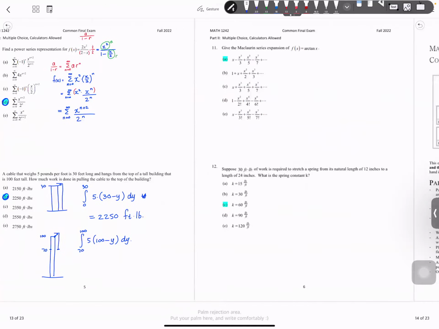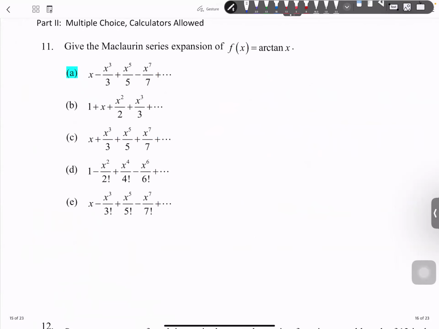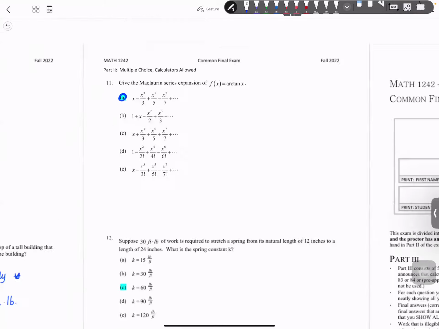All right, number 11. Here's an easy one. Give the Maclaurin series expansion of f of x equals arctangent of x. This is one of the 5 series that you have memorized. You should not have to derive this. You should be able to look at this and go, well, A is the answer, right? It is one of your 5 common series that we will use so often that this is kind of a freebie question right here, right?